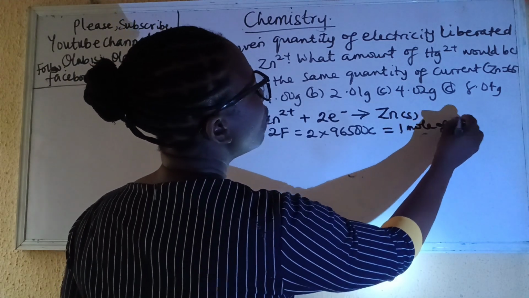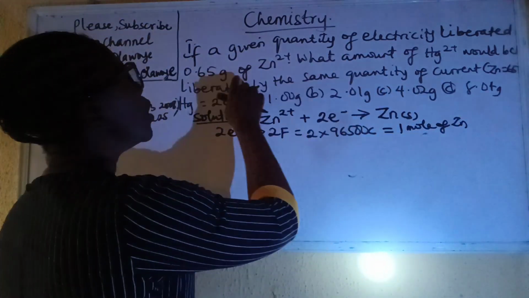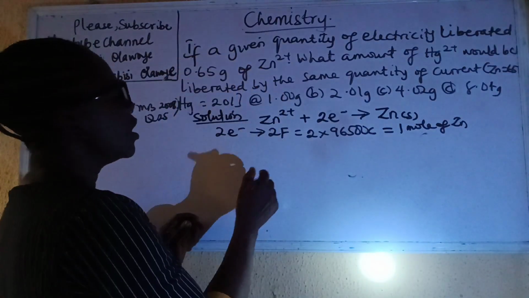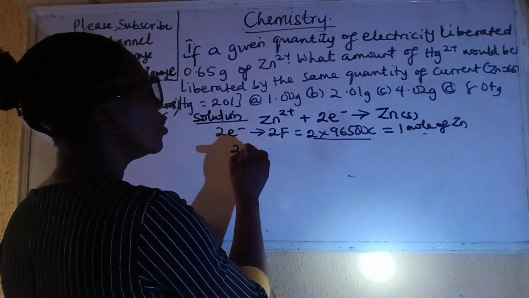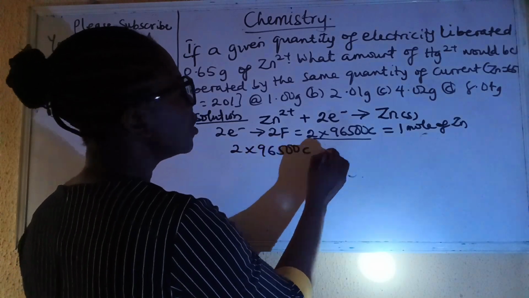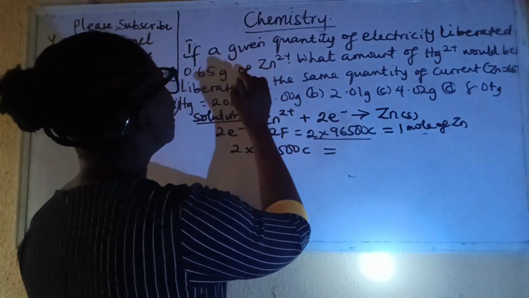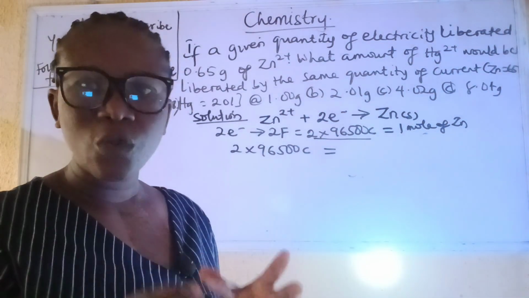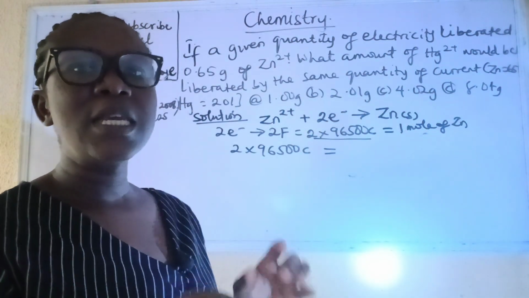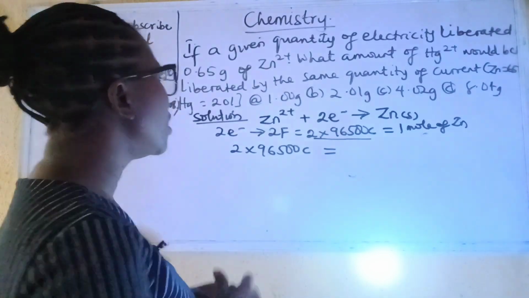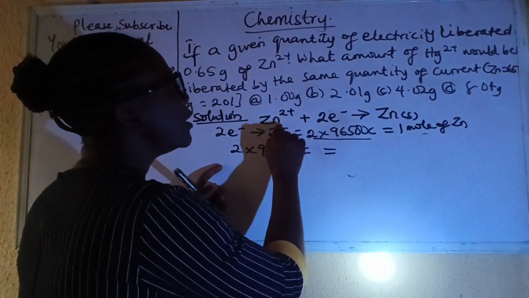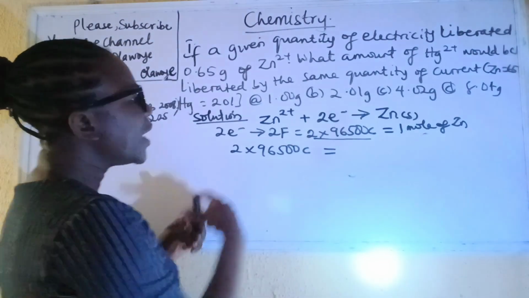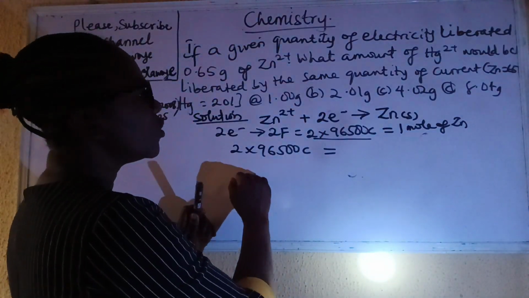Now, if you look at the question, they are not talking about mole. They are talking about mass, which is 0.65 gram of zinc. So here we have 2 multiplied by 96,500 coulombs producing 1 mole of zinc. 1 mole of an element is equal to its atomic mass or mass number. You can see this first line we are getting is from the half reaction. That is the trick behind it. You get one from the half reaction, you get the second line from the question, and you cross multiply and get your answer.